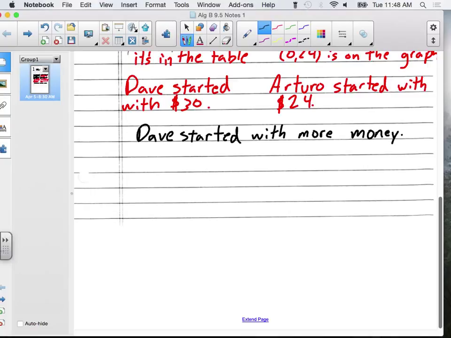Okay, so we're going to write Dave deposits more money each week than Arturo. Or we just say Dave deposits more money each week. So we found their slopes. That's the statement we just made. Dave deposits more money each week. That's what we found out when we found their slopes. We found their y-intercepts, and the comparison we're making with regards to that is Dave started with more money. We really need to finish with some comparison statements, okay?